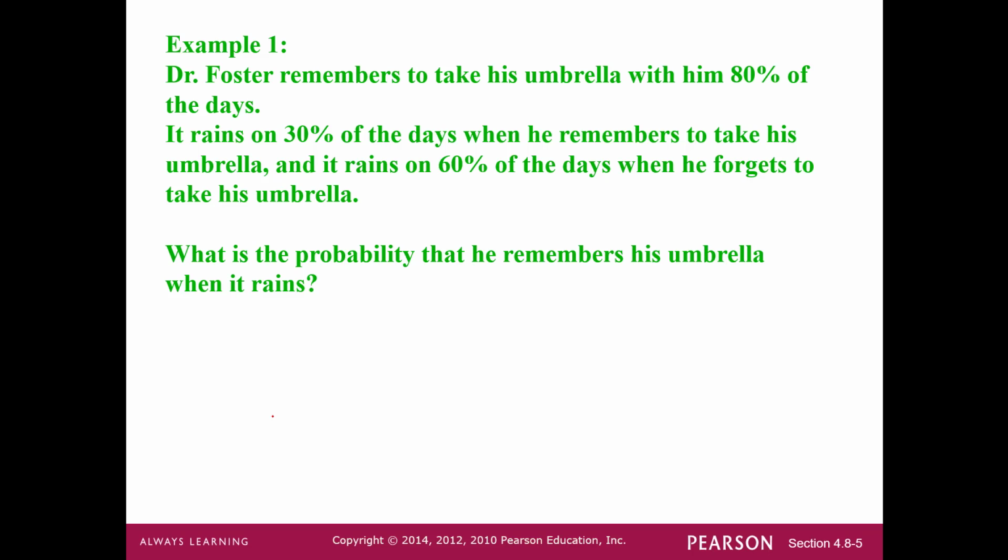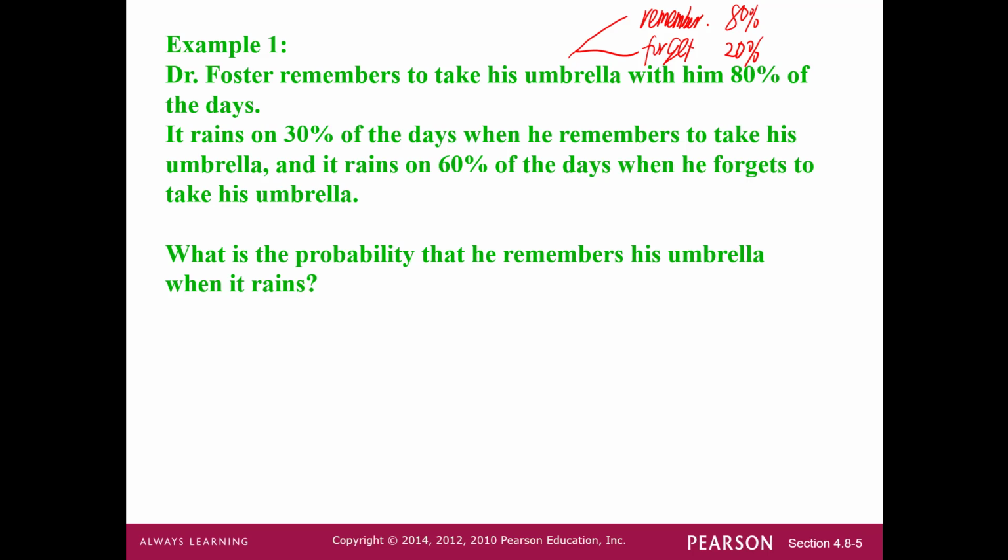Now think about this. Let's say Dr. Foster remembers to take his umbrella with him 80% of the day. So here we know that Dr. Foster either remembers his umbrella or forgets his umbrella. So there are two categories here: remember, and second category, forget. If he remembers 80%, then forget will be 20% because they're complement events of each other.